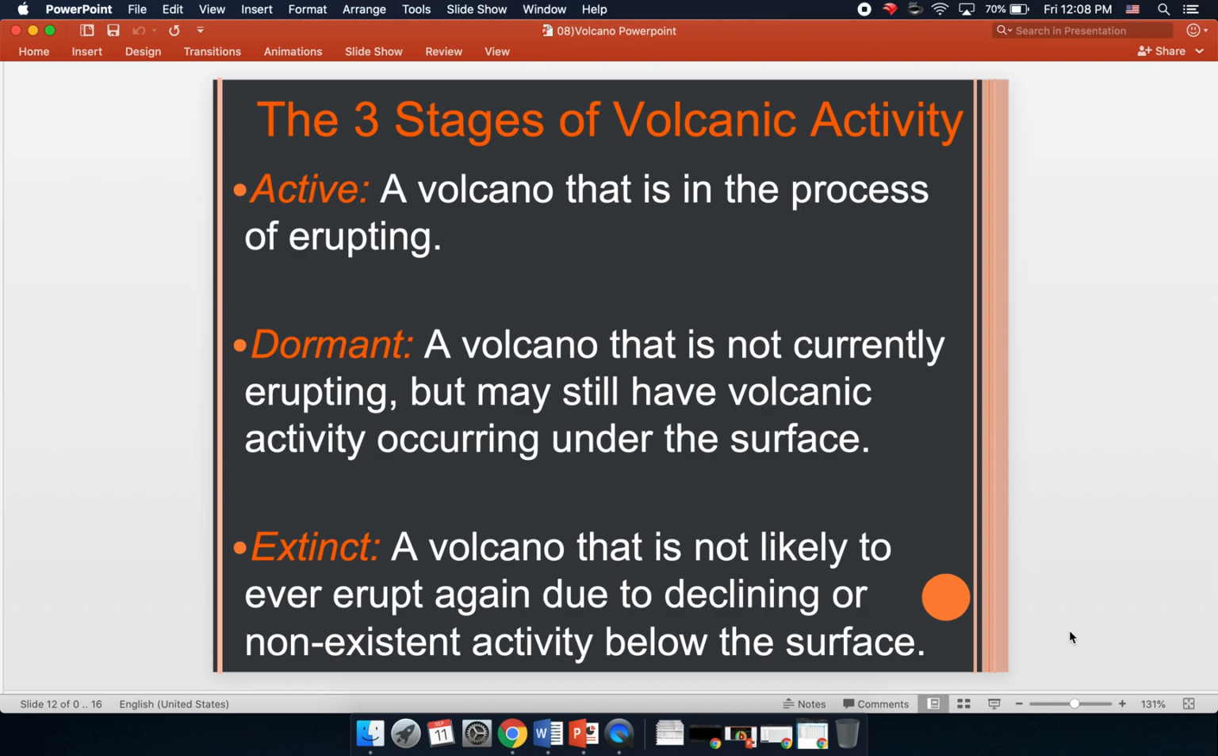But it is not likely to ever erupt again because either the volcanic activity under the surface is declining, getting weaker and smaller with time, or it's already totally subsided and is no longer existent. There's no more volcanic activity under the surface, and now you're left with just plain mountains. Okay, so an extinct volcano, at that point, is more or less just a regular mountain.